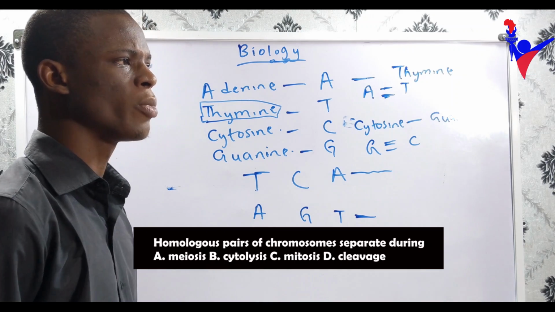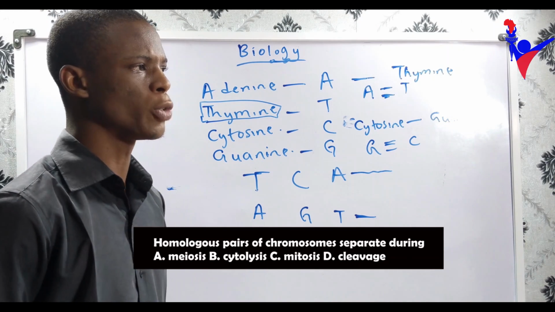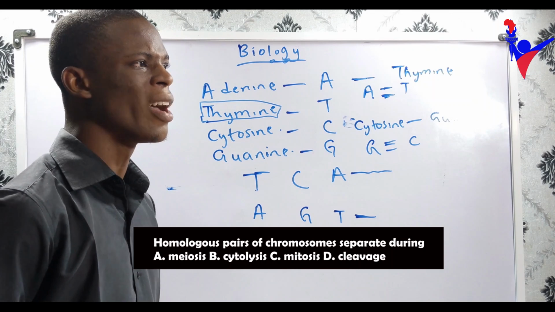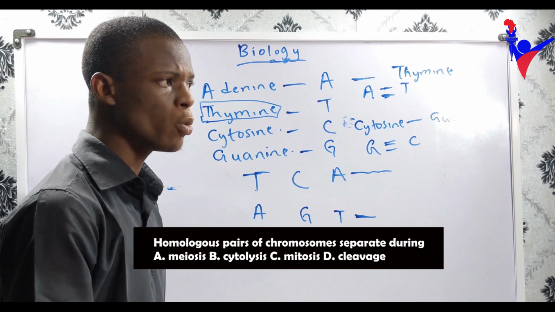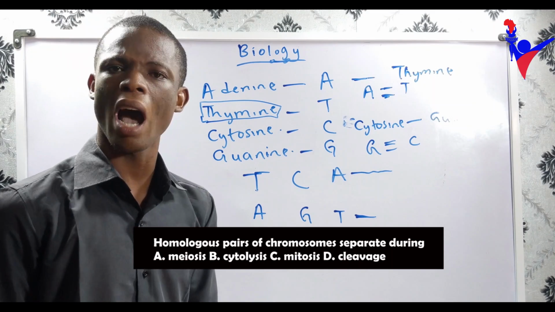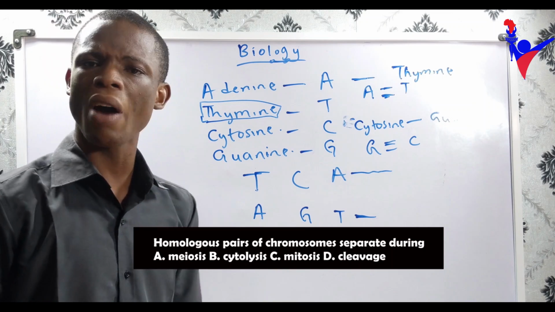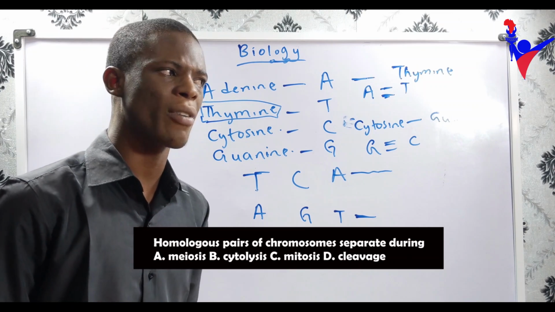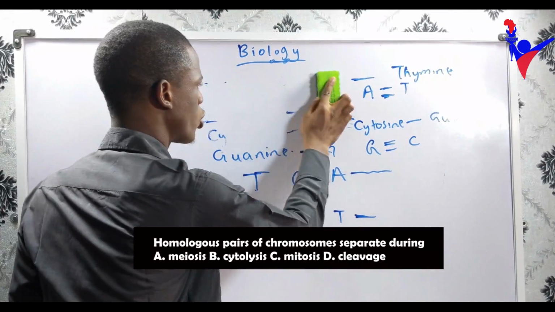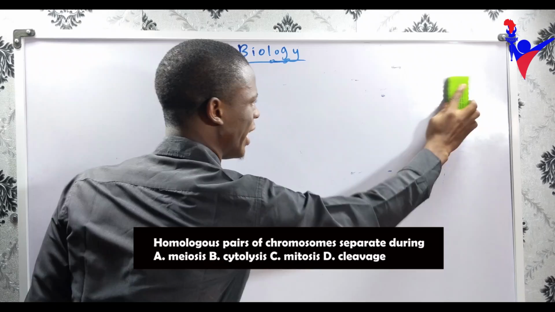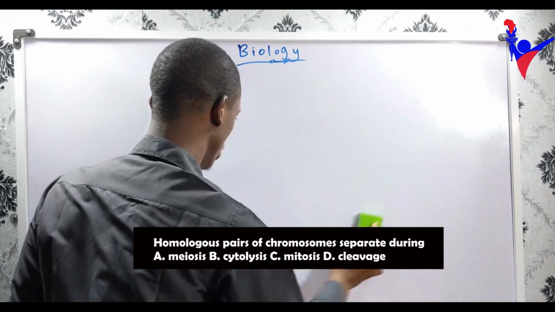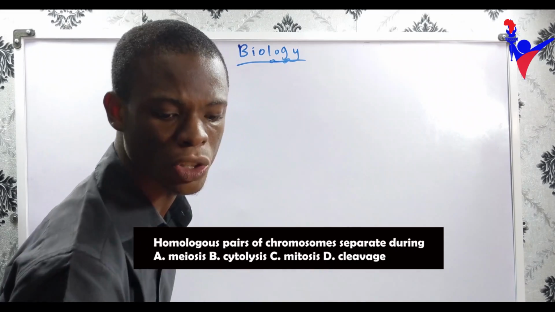Homologous pairs of chromosome separate during which process? We are asked, homologous pairs of chromosome separate during which of these? We have option A to be meiosis, option B to be cytolysis, option C to be mitosis, and option D to be cleavage. So I hope you are following what I'm saying. These questions are what can disorganize students in any examination condition.